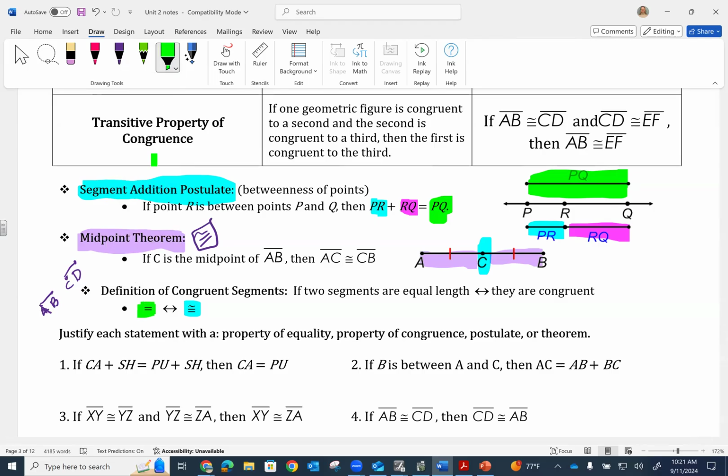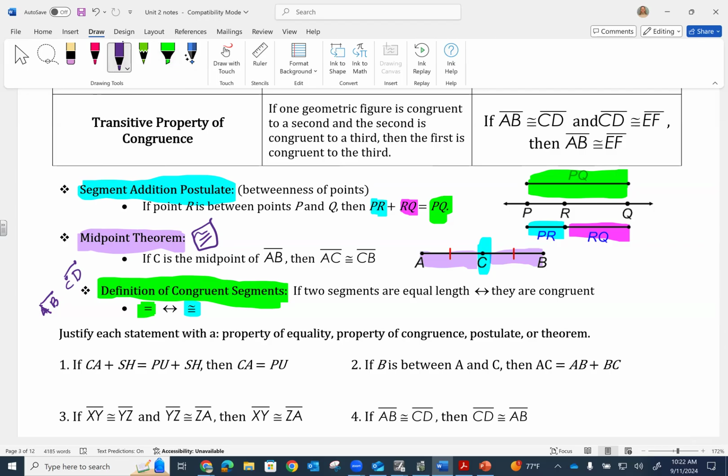If two segments have the same length, then they will be congruent to each other. They're the same shape and size. So one thing we will use on about half of our proofs is the definition of congruent segments. If I know two segments are congruent, we know that their lengths are equal. And also, if two segments have equal length, they will be congruent as well. So that's a couple things that we will use quite a bit.